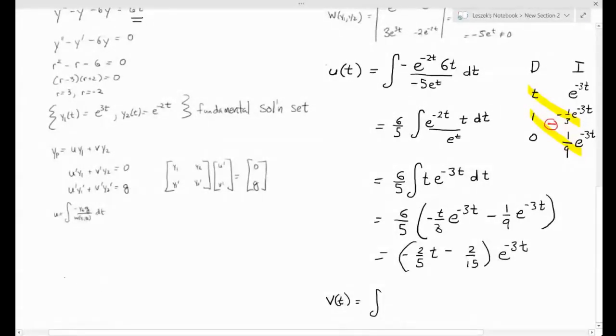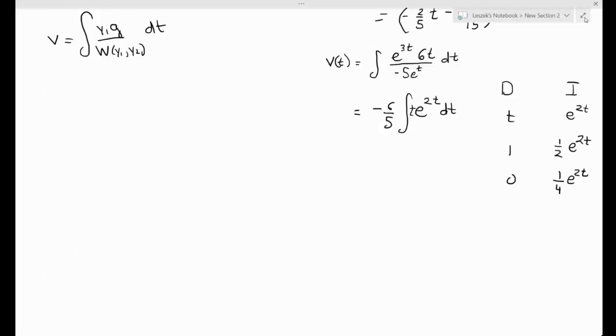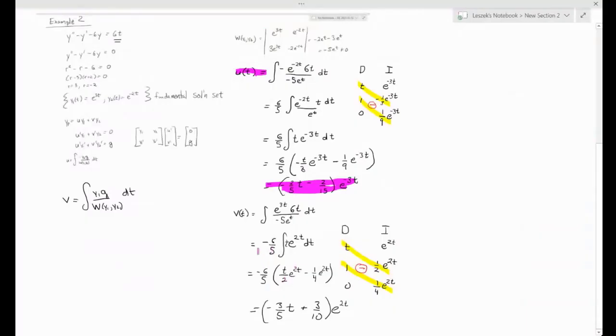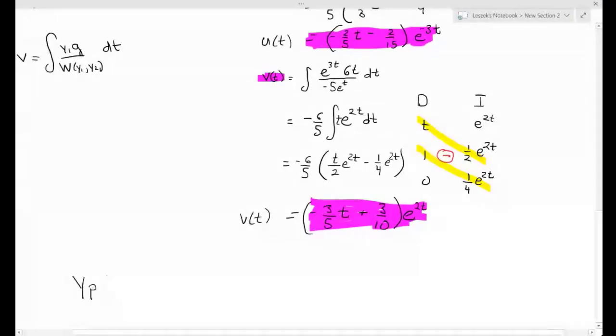So similarly, we're going to solve for v, the antiderivative of y1 times g, divided by the Wronskian. Simplify, use integration by parts. Now that we found u and v, we can write down our particular solution.